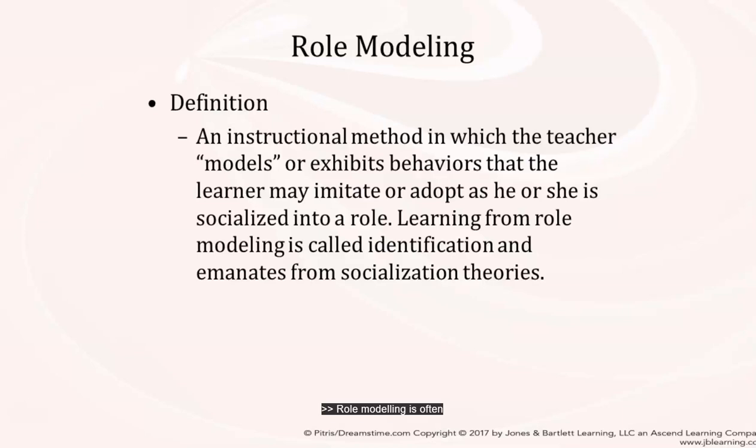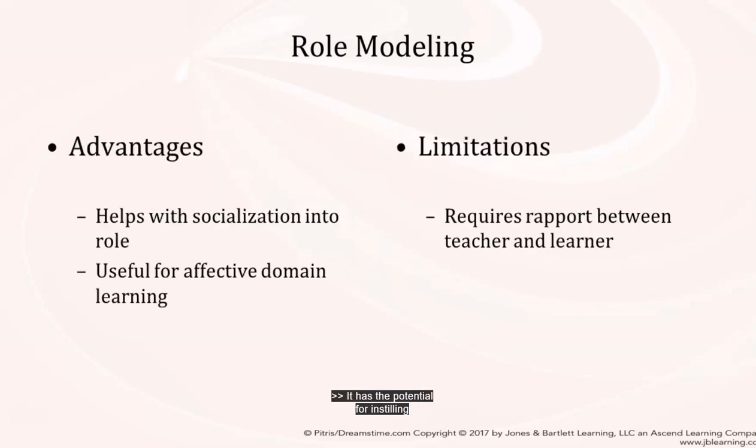Role modeling is often overlooked as a teaching method, but is effective in influencing attitudes and behavior changes in the affective domain. Learning from role modeling is called identification, and was developed from Bandura's social learning theories and Erikson's psychological stages of development. It has the potential for instilling desired behaviors when there is a positive role model, but may do the opposite with a negative role model, and requires rapport between the role model and the learner.